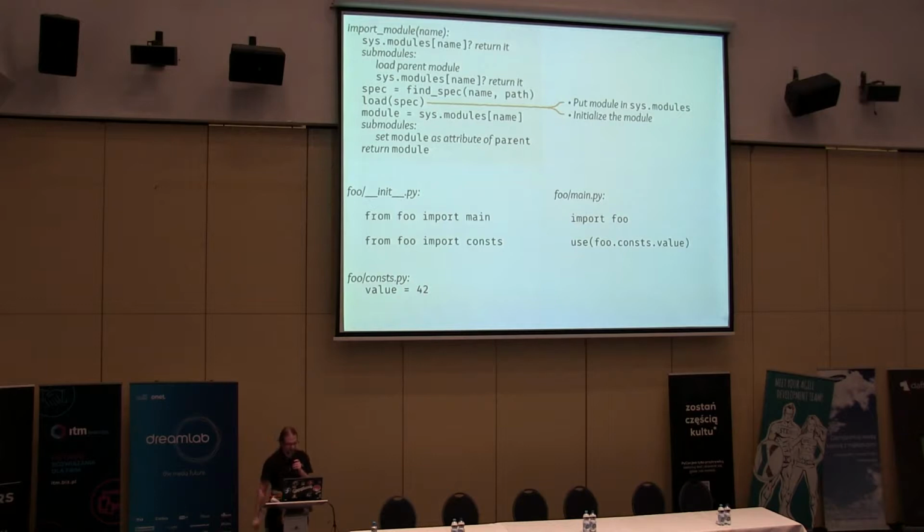Right, and this gives you a framework to think about when analyzing circular imports with sub-packages, which is very confusing. And this is kind of how it works. We have an __init__.py, which imports stuff from main and const submodules. We have a main which tries to use some value from the const. And that doesn't work. Why doesn't it work?